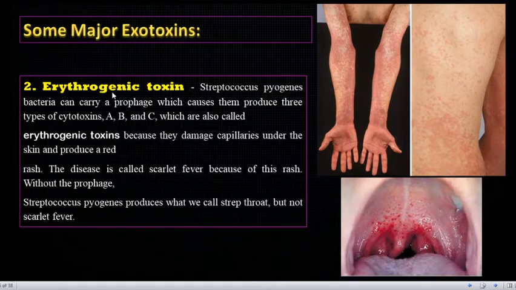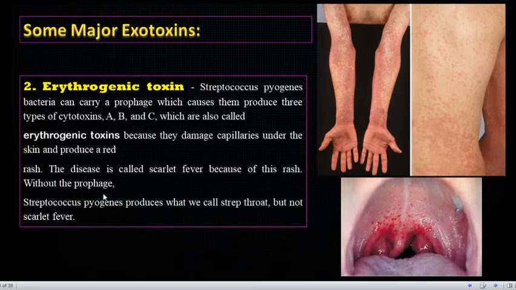Now, when the prophage is present, your Streptococcus will produce 3 types of cytotoxin A, B, and C, generally called Erythrogenic Toxins. Coming from its name, erythro meaning red, and genic meaning producing, erythrogenic means producing red. Why? When you have erythrogenic intoxication, you will have red rashes all over your body. Okay? And this disease is called scarlet fever because of the red rash. So, this is the example, scarlet fever.